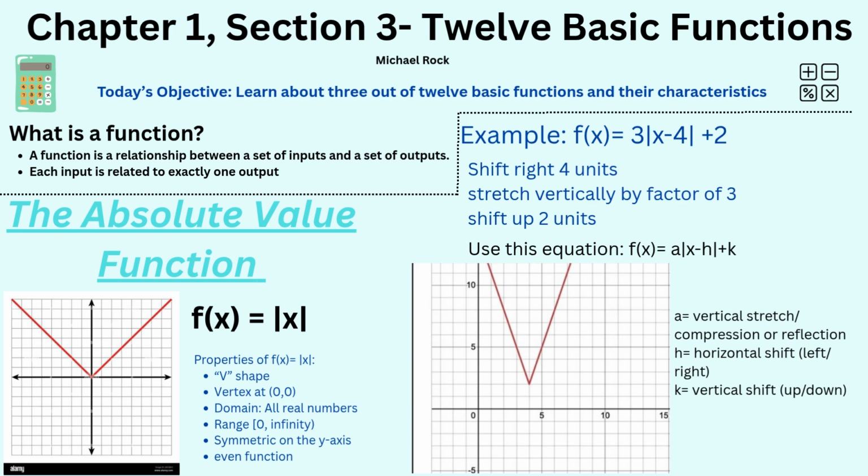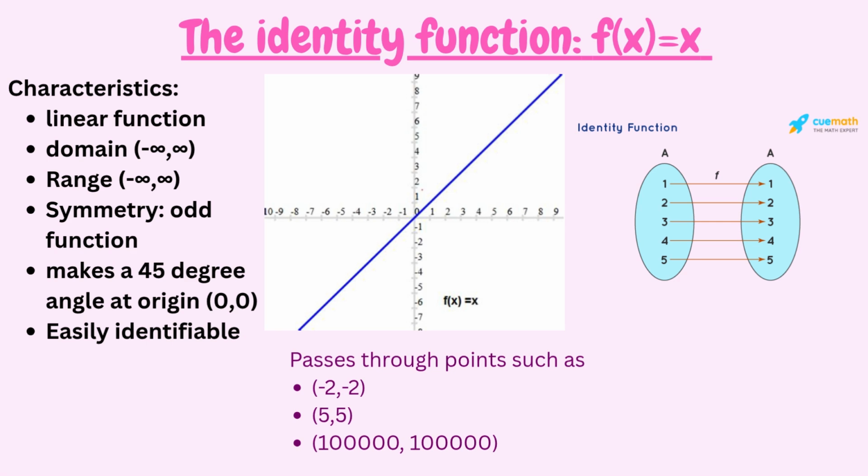And now we will move on to the identity function, which is the simplest of the functions. So the identity function is very simple. It's f of x equals x. Really, it's just a straight diagonal line at 45 degrees. So some of the characteristics is that it's a linear function.